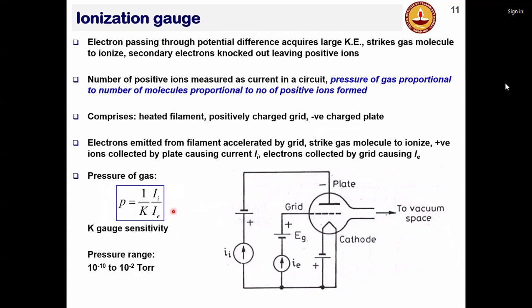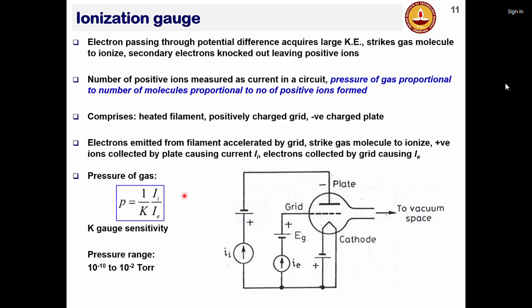Then we have the ionization gauge. The principle is that when you have an ion passing through a medium, the number of molecules it will ionize depends on the number density of molecules. And as you know, for a given volume, the higher the pressure, the higher the number of molecules. Hence, the number of molecules that will be ionized is related to the pressure inside.